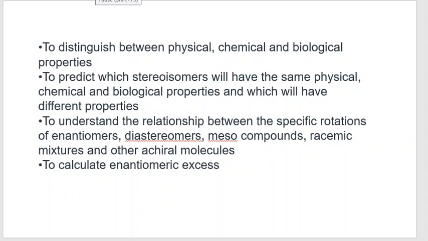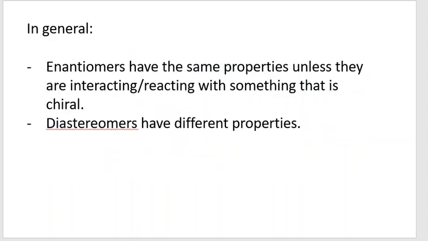Let's look at the physical, chemical, and biological properties of stereoisomers. So in general, enantiomers are going to have the same properties unless they are actually interacting with something that's chiral, because they have the same polarity. And diastereomers have different polarities, and so they also have different properties.